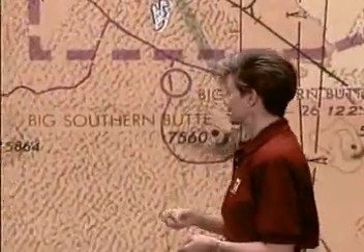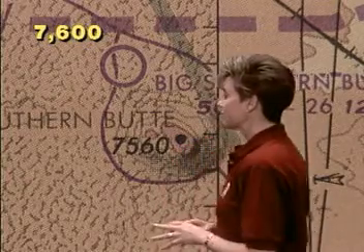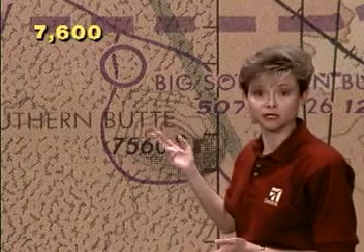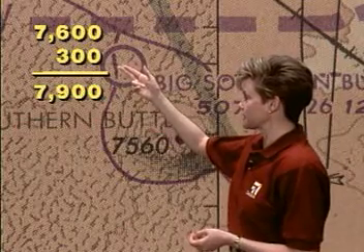The way they get that number is by taking the highest point in that quadrangle, in this case, 7,560 feet. Then they round up to the next highest 100 feet, or 7,600 feet. Then they add 100 feet if the highest point is a man-made object, or 300 feet if it is a natural object, such as a hill or a butte in this case. So here they have added 300 feet to get 7,900.